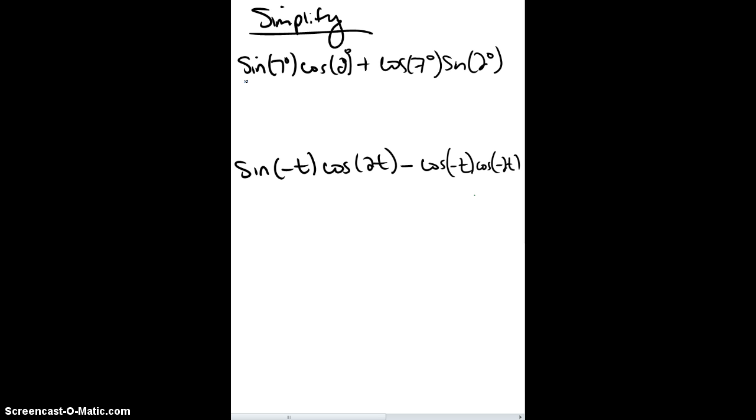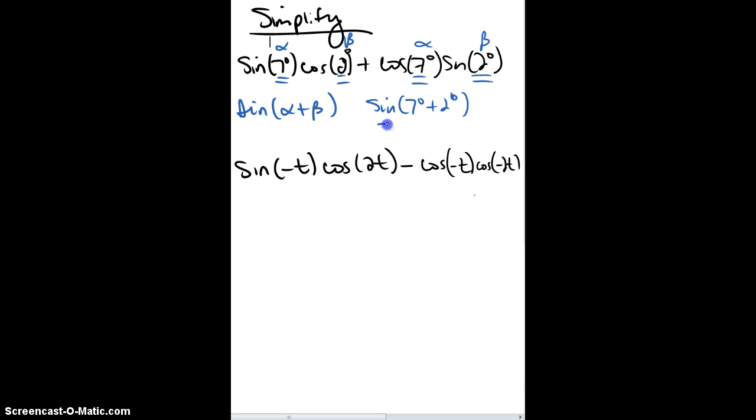So you look at your little trig identity sheet and you're like, oh, this is sine of an angle like alpha, cosine beta, and then this is cosine alpha, and then sine beta. Then you see that's the sine of alpha plus beta trig identity. If the directions say simplify, you're just going to go backwards. You know the output of that trig identity, so you go back and use the input to simplify. My alpha is 7 and my beta is 2.